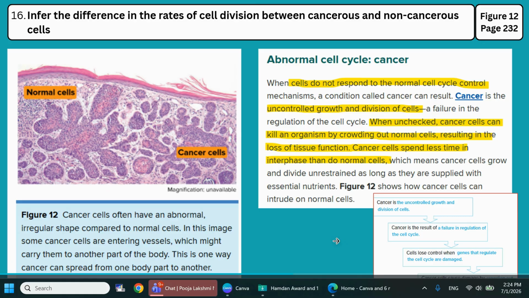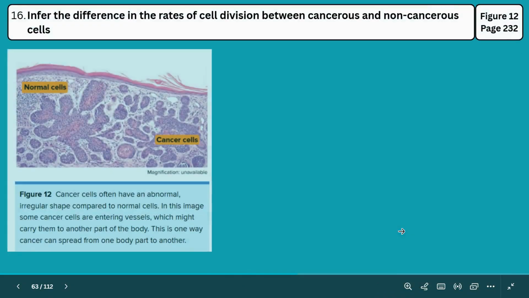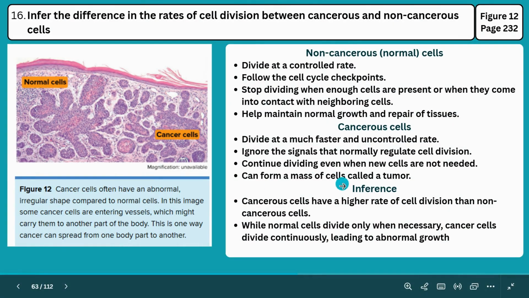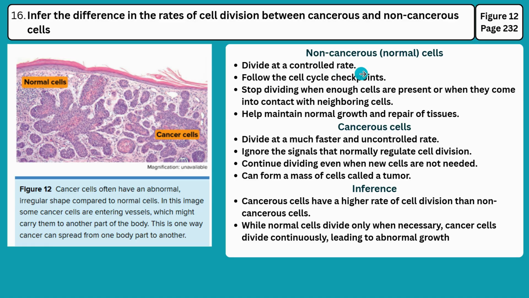Okay, and that is uncontrolled growth of the cell. The same thing. Non-cancerous cells divide at a controlled rate, follow checkpoints, and stop dividing when cells are present or when they are in contact with neighboring cells. They help in normal growth and repair of tissues. Cancerous cells are fast and uncontrolled, ignore signals, continue dividing even when new cells are not needed, and form a mass of cells called a tumor.